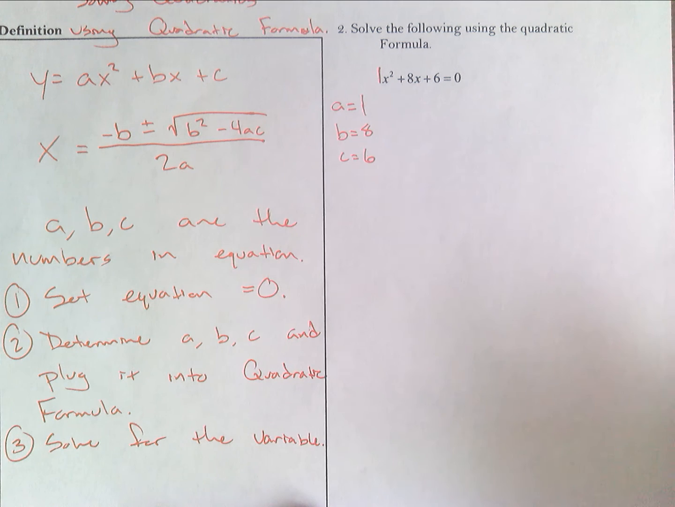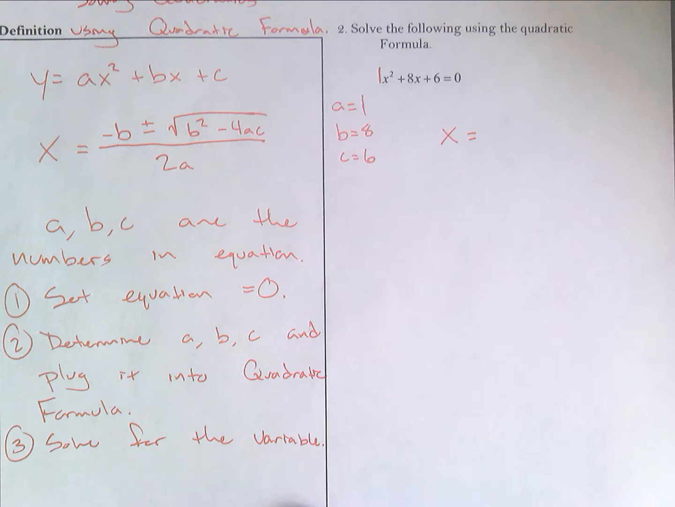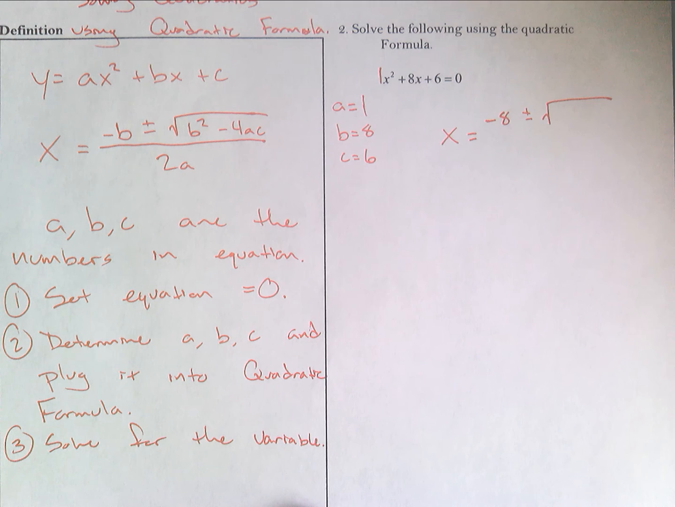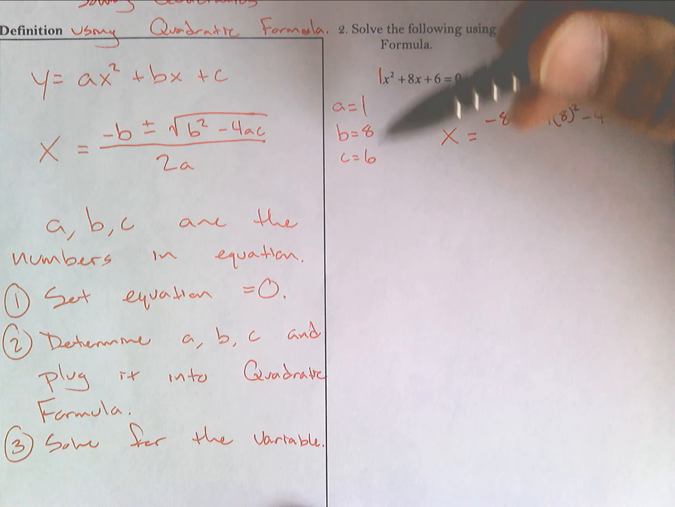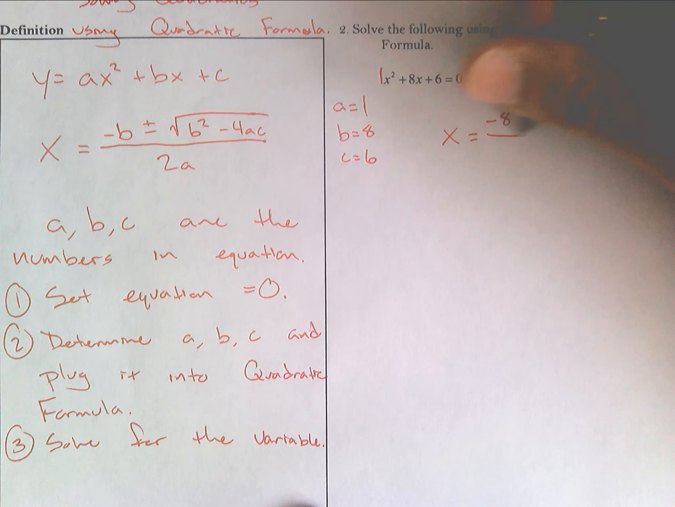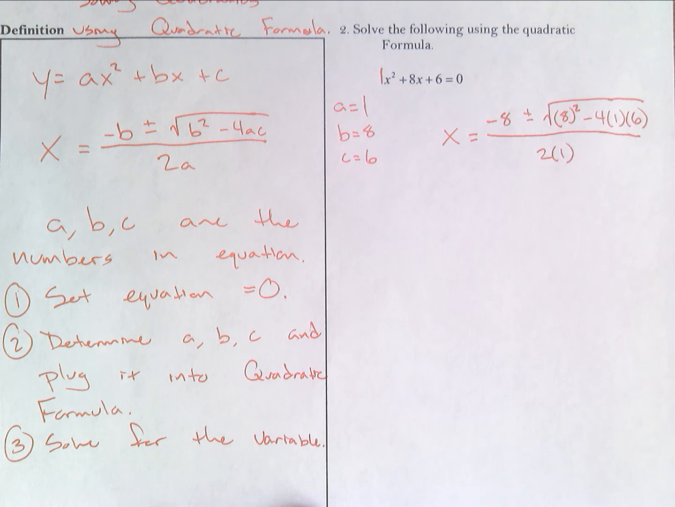So now we can plug it into our quadratic formula. So let's go ahead and plug it in, and I'll go ahead and sing the song. We have x equals negative b. It's negative 8 plus or minus the square root b squared minus 4ac. So b squared is 8 squared. B squared minus 4ac. So a is 1 and c is 6. So times 1 times 6. All over 2a. So all over 2 times a is 1. So there we go. We plugged in everything into our quadratic formula.